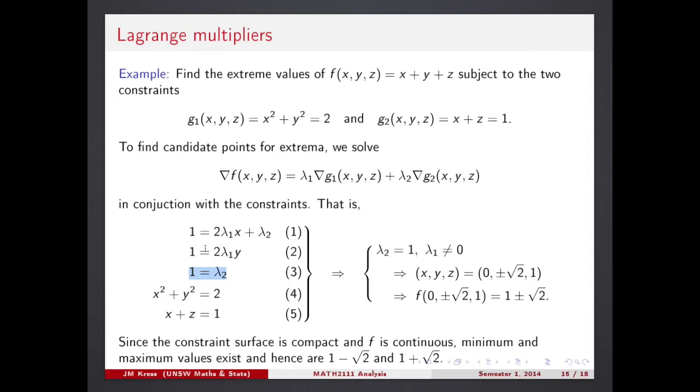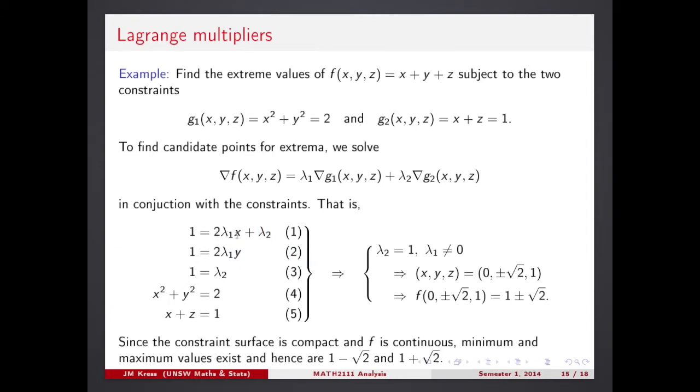The first one from this line cannot be 0. That's why they conclude that lambda 1 is not 0, because the product equals 1. Neither of the factors can be 0. So you take lambda 1 across here, which cancels this one.